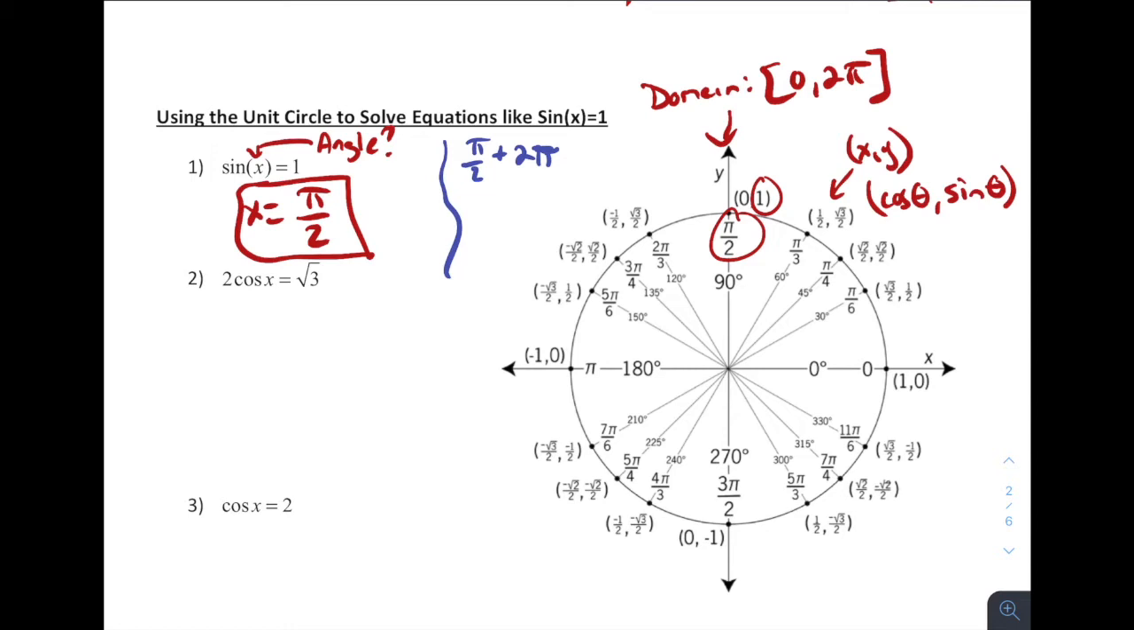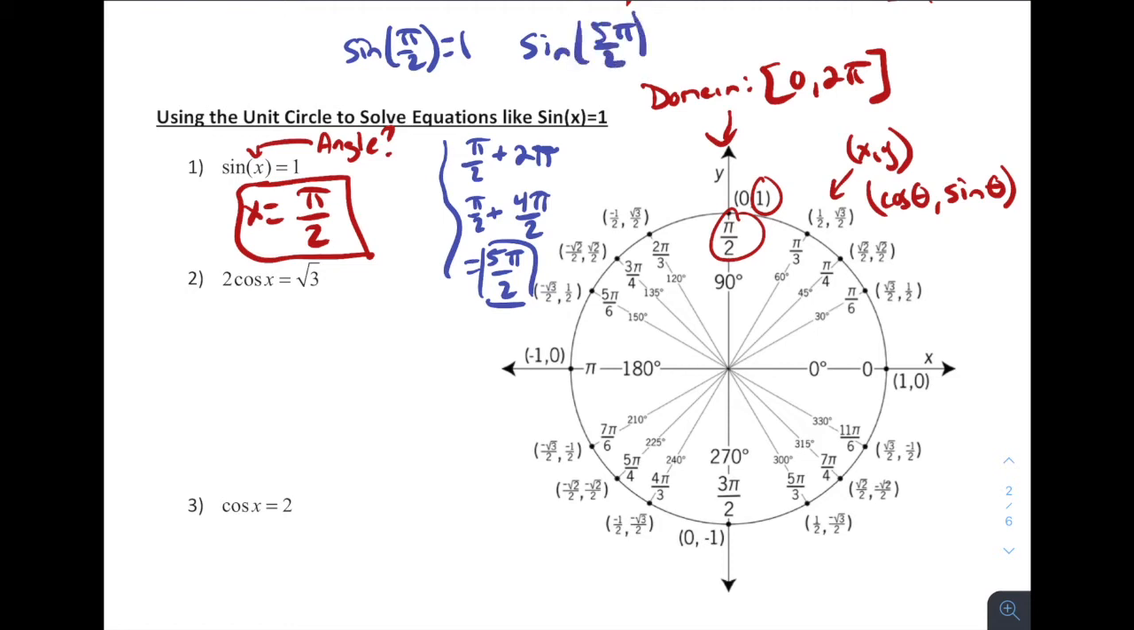So in this case, this is the same thing as pi over 2 plus, what's that, 4 pi over 2? And so a different answer would be 5 pi over 2, which if you wanted to plug into your calculator and check, we could see that sine of pi over 2 is equal to 1. We should also see that sine of 5 pi over 2 is equal to 1.